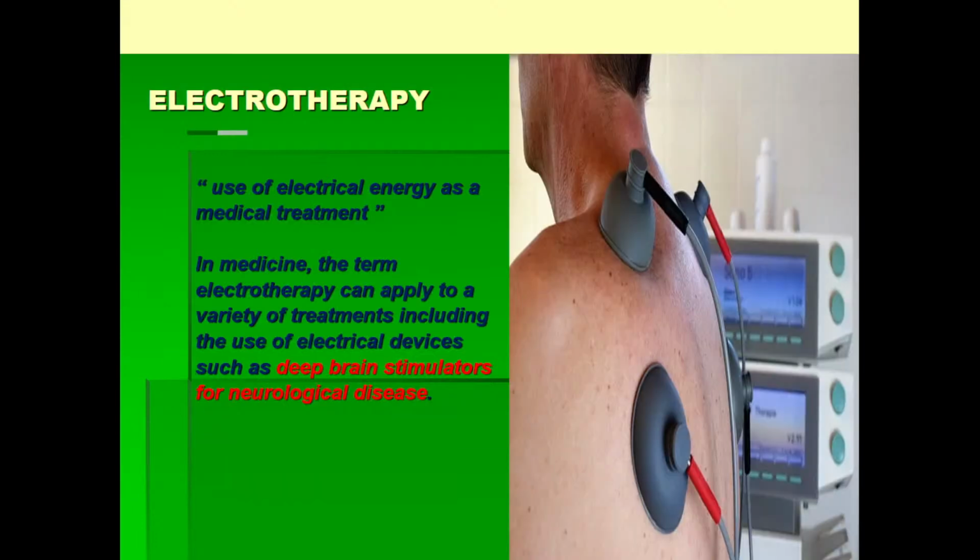Electrotherapy uses electrical energy in medical treatment. In medicine, the term electrotherapy can apply to a variety of treatments, including the use of electrical devices such as deep brain stimulators for neurological disease, but for stomatologists, dentists, this is also used very widely.